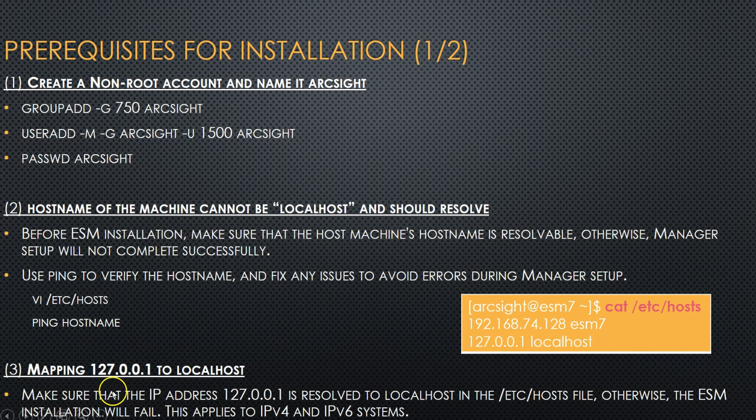And also the third point, we have to make sure that the loopback IP address 127.0.0.1 is resolving to localhost in the /etc/hosts. So ideally your /etc/hosts should look like this on the machine that is hosting the ESM software. Otherwise the installation will fail.